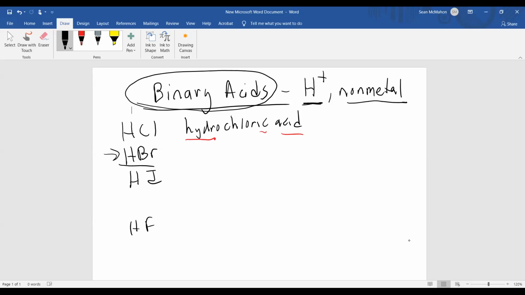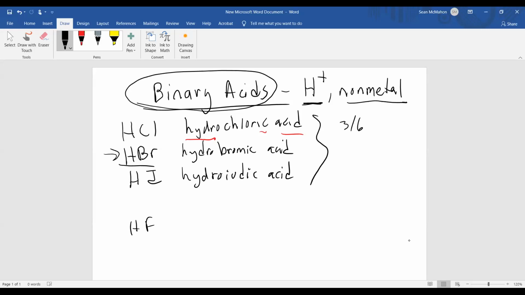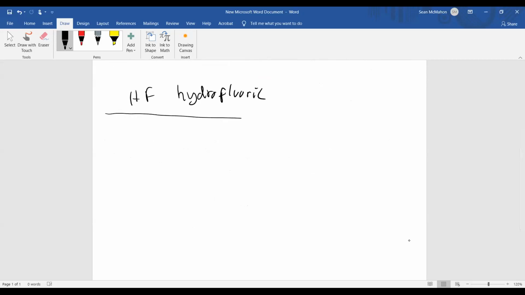This is good review because we need to know this. This would be hydrobromic. What would this be? Hydroiodic. Excellent. And all three of these binary acids are three of the six strong acids. You need to know all six, okay? Now this binary acid is hydrofluoric, but it's a weak acid, okay? So this is reviewing the binary acids. Now, what I didn't require you to know in the past was the oxy-acids.